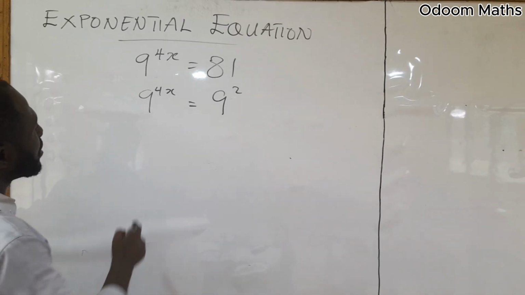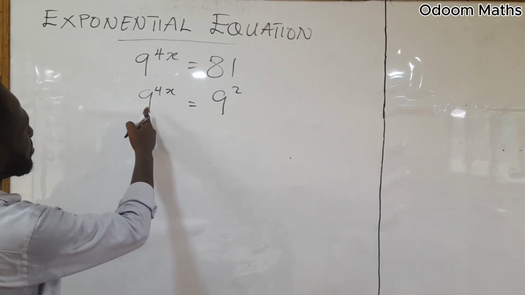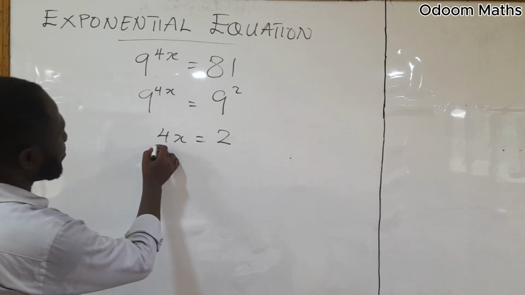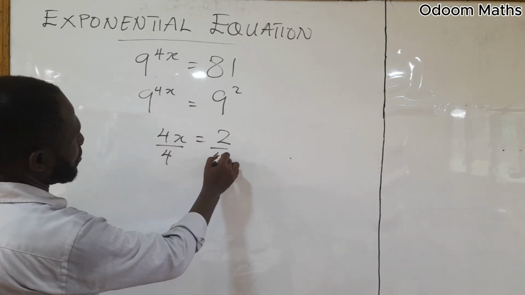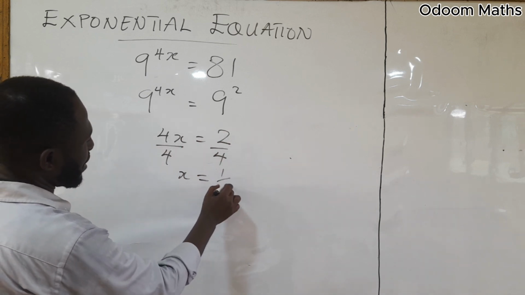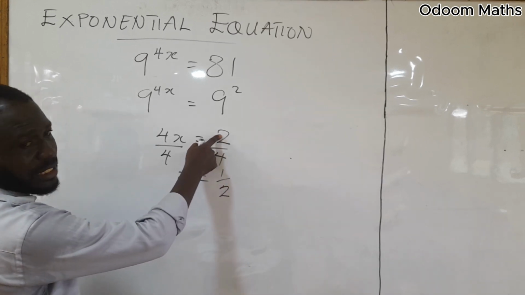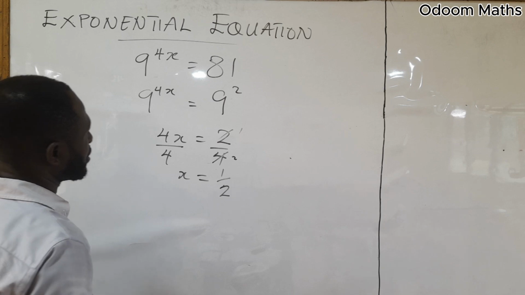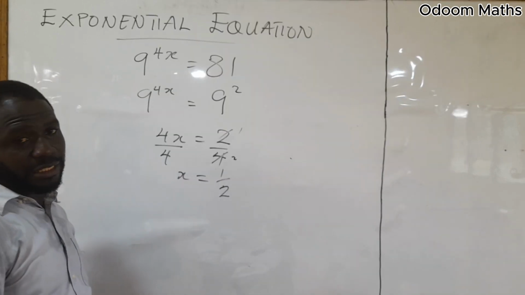Looking at this one, the bases are the same, so 4x becomes 2. Then we divide both sides by 4. So x is going to be 1 over 2, since the 2 cancels itself once here and the 4 cancels here by 2. So x is 1 over 2.